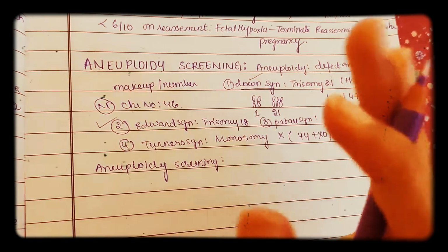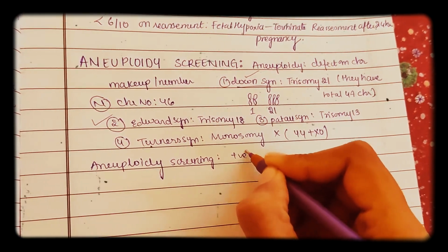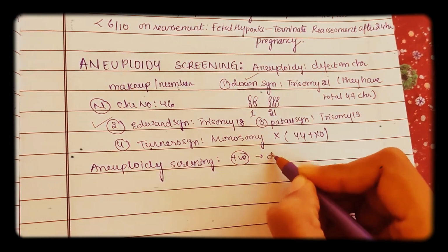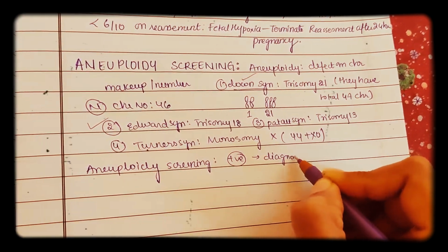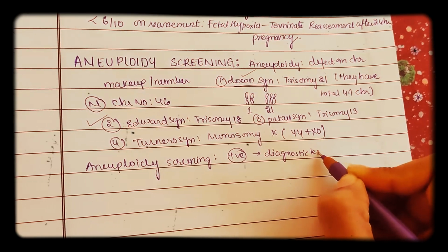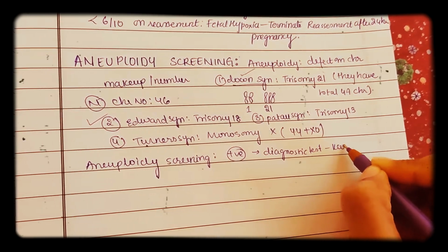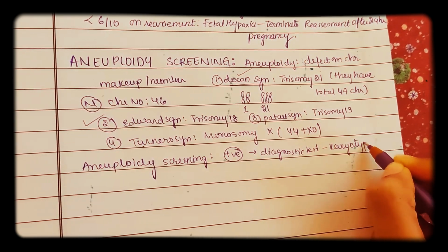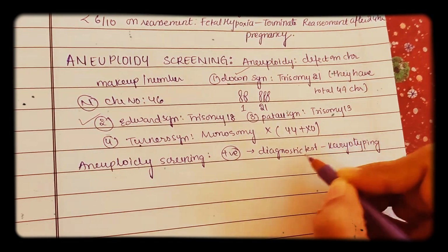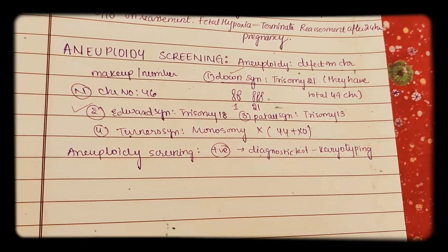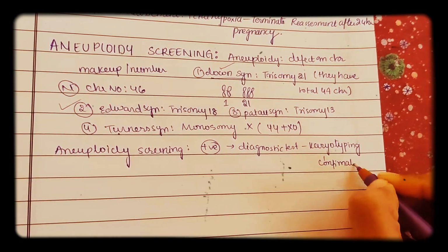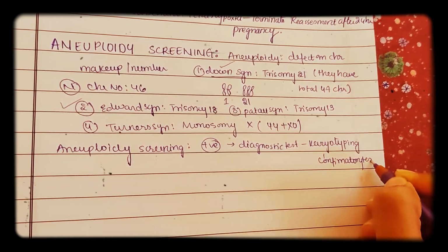If the aneuploidy screening test is positive in this female, what next? You need to go for a diagnostic test. Why? Because you want to confirm what type of aneuploidy this is. For that you need to do karyotyping. So what is karyotyping? We will understand now. Karyotyping is a confirmatory test.